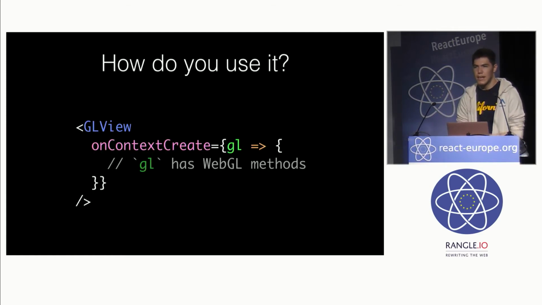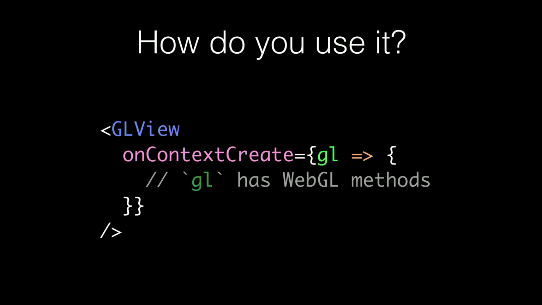Expo Graphics has just this one GLView component. You use it in your React hierarchy, just how you would use any other component, and it has a prop called onContextCreate. You pass in a callback, and that callback is invoked when the GLView is completely set up on the native side. And you get this GL instance. The GL instance has all the WebGL methods on it.